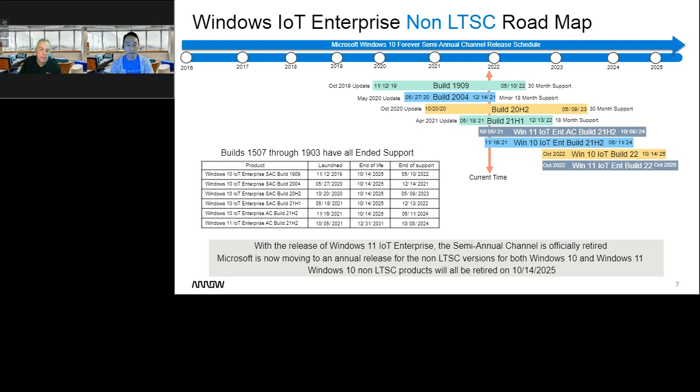So you have to be running one of these, and you can see like build 2004's going to go out of support yesterday. Actually, is that? I'm looking at the date. Like, oh yeah, that's yesterday. Yeah. I need to move the line over.